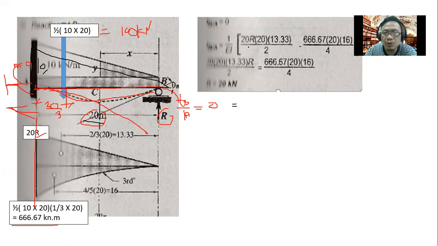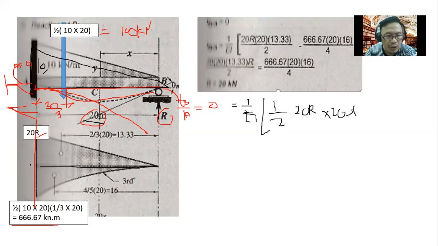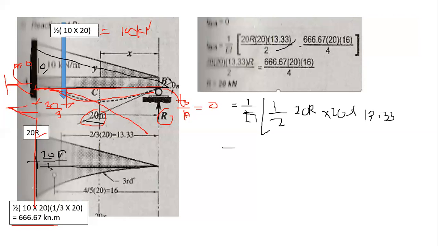What is the area of this one? Ito na nga pinakita ko. 1/2, ito 1 over EI. The area of this one is just 1/2, 20R times this side, which is 20. And then the centroid coming from here is 1/3 of 20 or 20 over 3. If this is 20 over 3, dito sa kabila is 2/3 of 20, which becomes 13.33. Actually, andito na yan, okay?